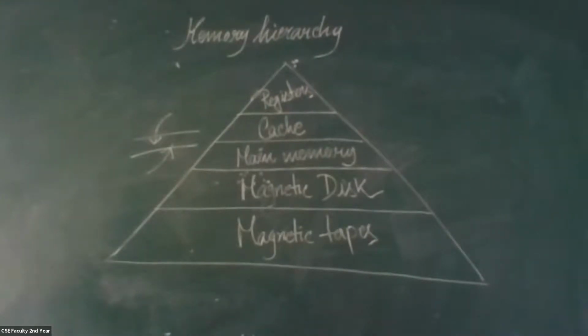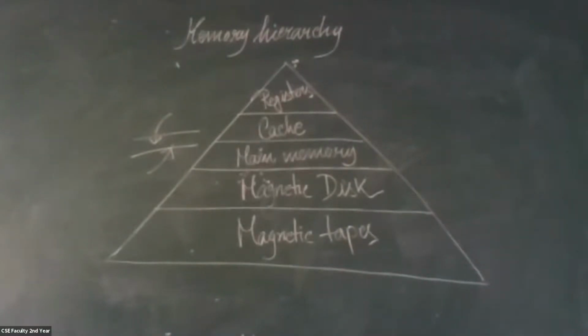And what about magnetic disk? Anyone? Hard drive. Ma'am, DVD. Yes, DVD. CD, DVD, all these are examples of magnetic disk. And there is a different way of accessing the data from this type of disk. We will see one by one.